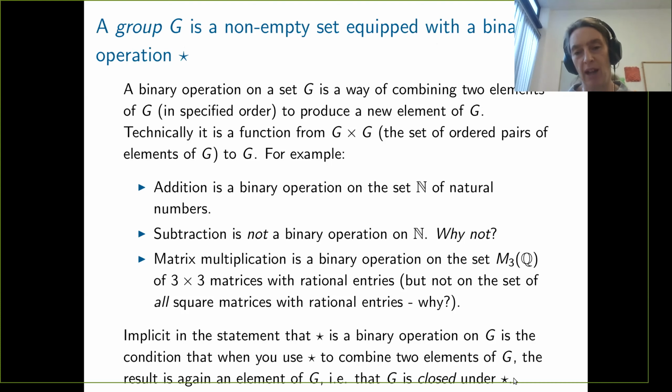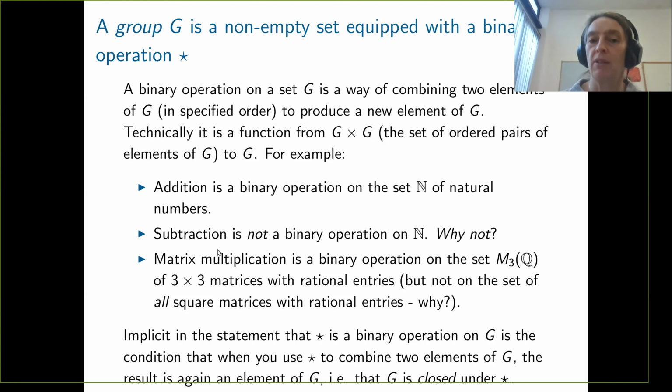Another way to say that, which algebraists like, is to say that G is closed under the operation star. What that means is that when you take two things that are in G and combine them with star, the outcome should still be in G. And of course, the failure of subtraction on the natural numbers to be a binary operation is for exactly that reason. If you take a pair of natural numbers, let's say 3 and 7, and do 3 minus 7, 3 minus 7 is a sensible concept in some contexts, but it's not a natural number. So allowing yourself to subtract any natural number from any other will take you outside of the set of natural numbers.